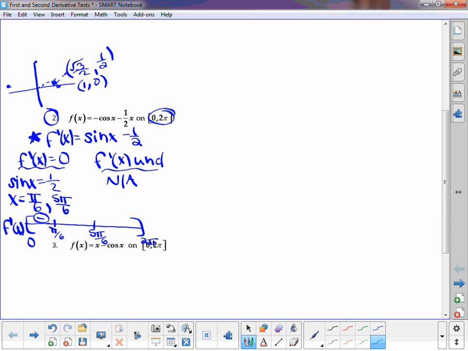Personally, I like this one because the numbers are nice and easy, right? What is sine of pi over 6? 1/2. So 1/2 minus 1/2 gives us an overall positive. Does that make sense what I did with that? Takes a lot more thinking when we have the trig.